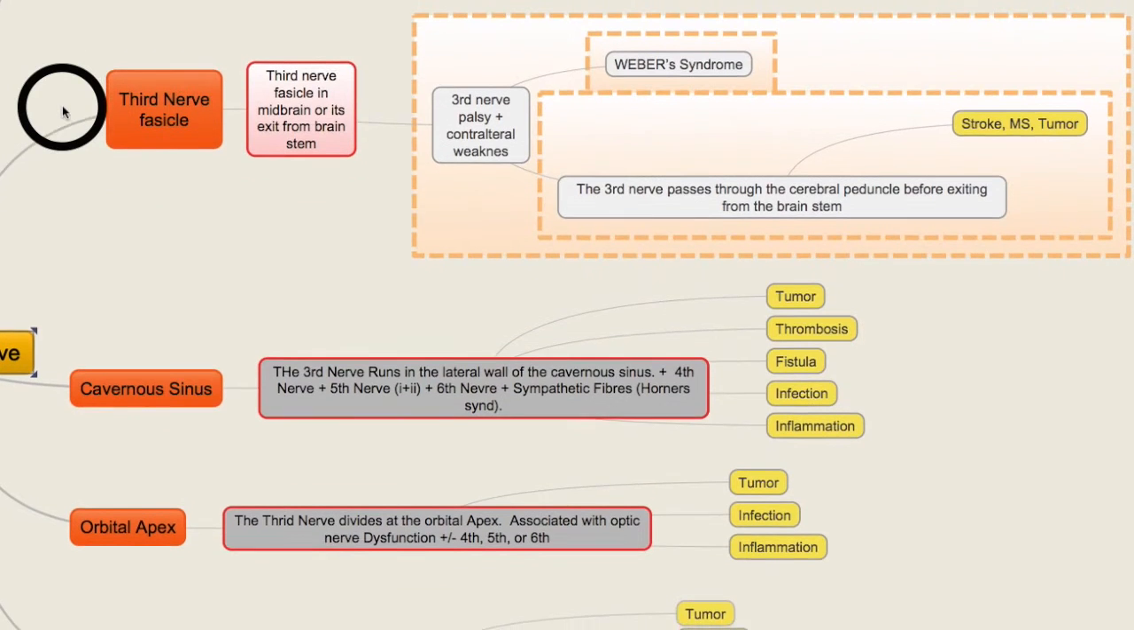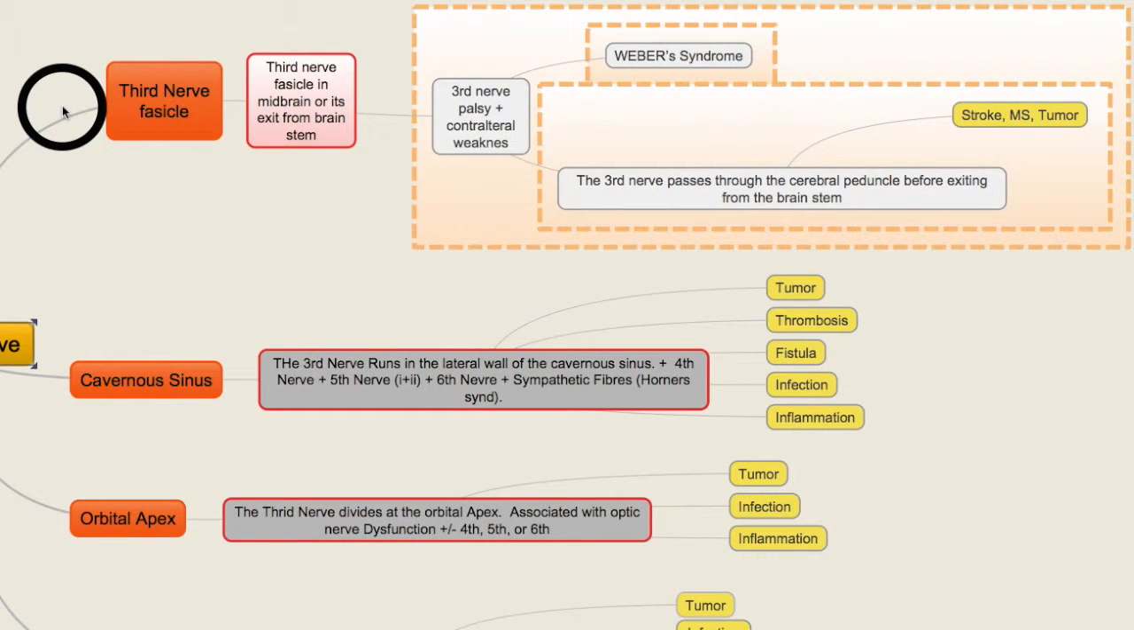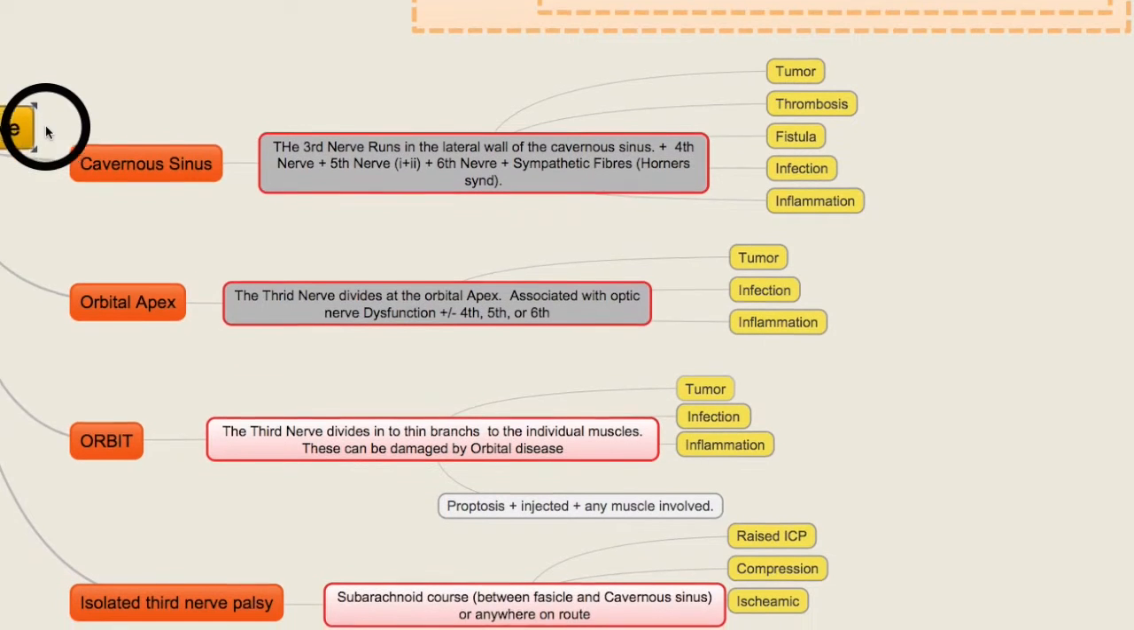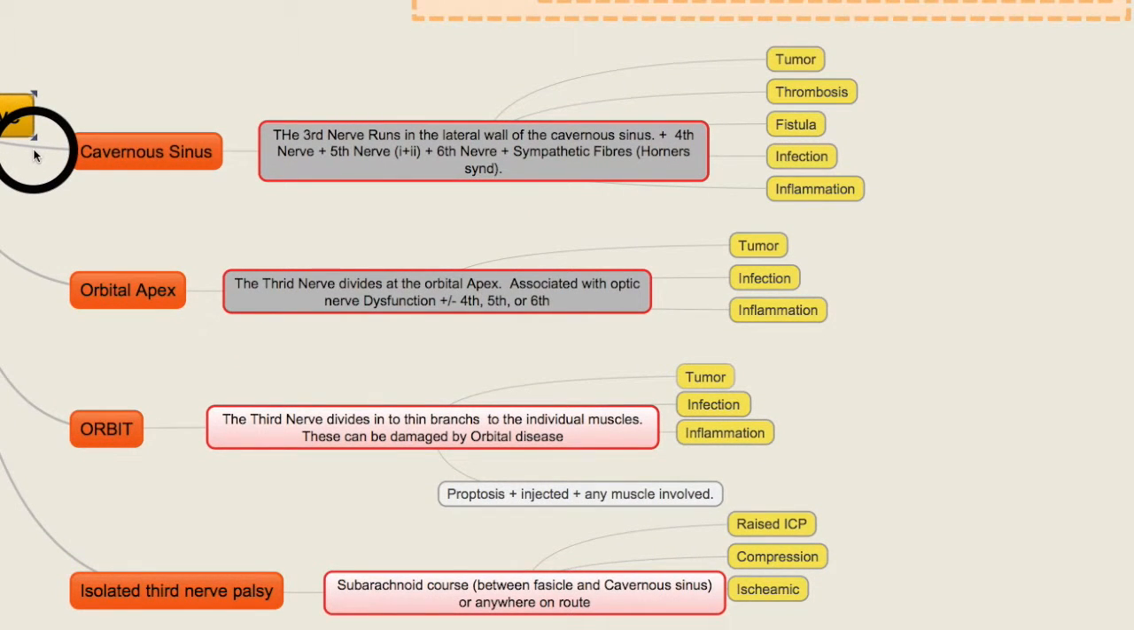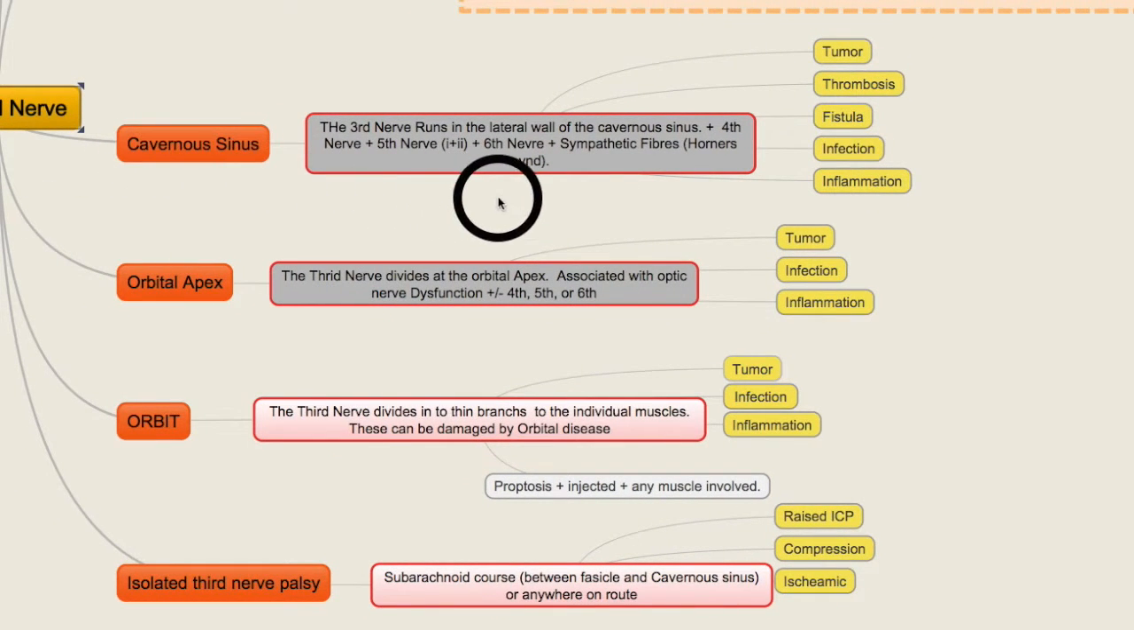Further down then, the fascicle moves through the motor fibers to the body, and damage to the third nerve in this area can result in a contralateral weakness or hemiplegia, and this is called Weber's syndrome, caused by the same sort of pathologies. The nerve then exits the midbrain, passes into the cavernous sinus, where it runs along with other cranial nerves, in particular the fourth, the fifth, and the sixth nerve. This can result in a multitude of interesting anomalies and can sometimes be called the cavernous sinus syndrome.